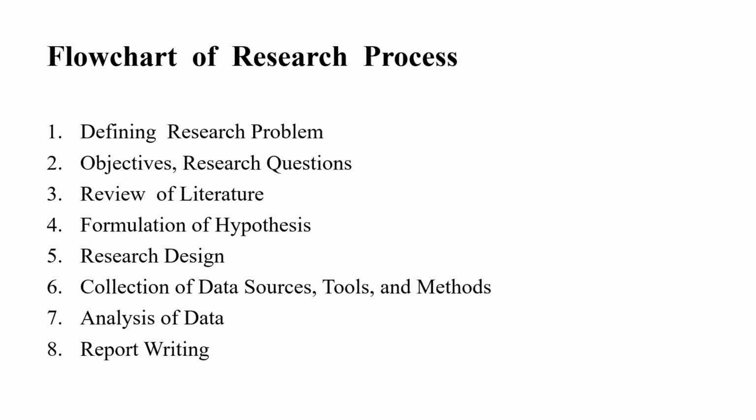Now we see the flow chart of the research process. First one is defining the research problem. Second one, objectives or research questions. Third one, review of literature. The fourth one is formulation of hypothesis, and then research design, collection of data sources, tools, and methods. Analysis of data. Last one, report writing. This is the main stage of a research study. Each step is connected to the next step.